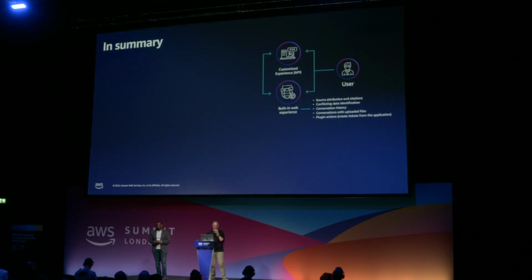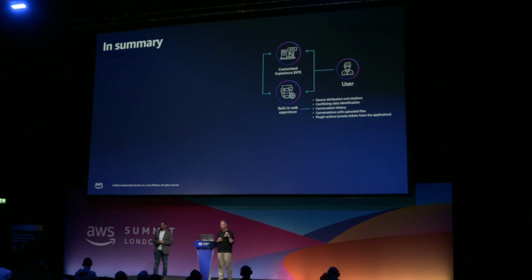So in summary, Q provides different features, but as a user, you can access it in different ways. So one way is through the built-in web experience. We saw that. So you go through single sign-on that can be linked to your company single sign-on. You can customize the web experience, and that's super quick to set up. If you have specific requirements, you can create a customized experience using the API.